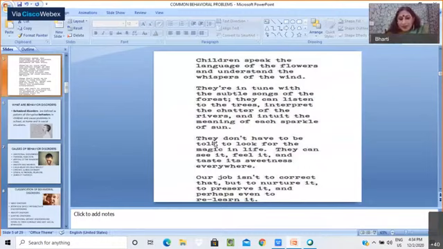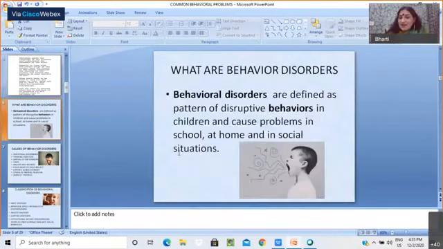sun. They don't have to be told to look for magic in life. They can see it, feel it, and taste its sweetness everywhere. Our job is not to correct that, but to nurture it, to preserve it, and perhaps even to relearn it. So these lines, I think, are very self-reflective when we are talking about behavioral disorders. So with a fresh perspective, let's look into this session.